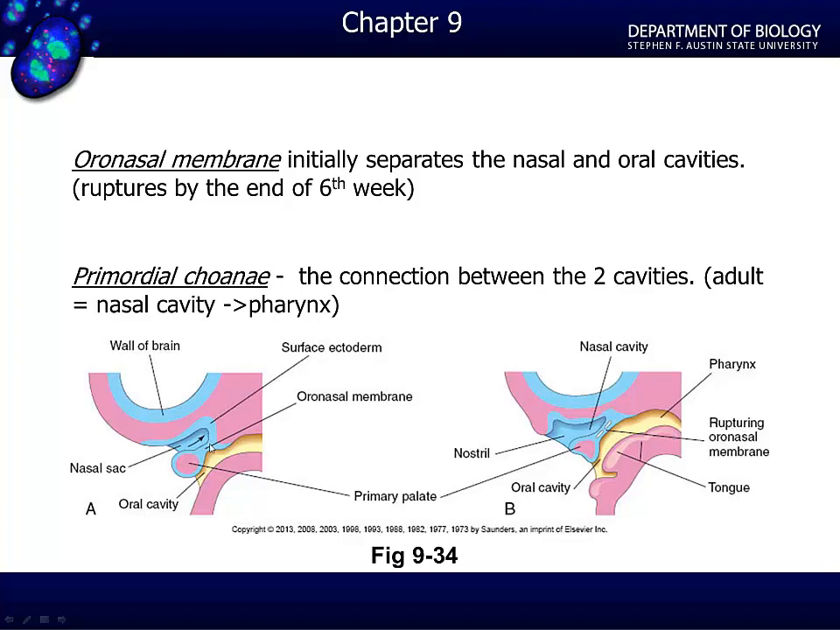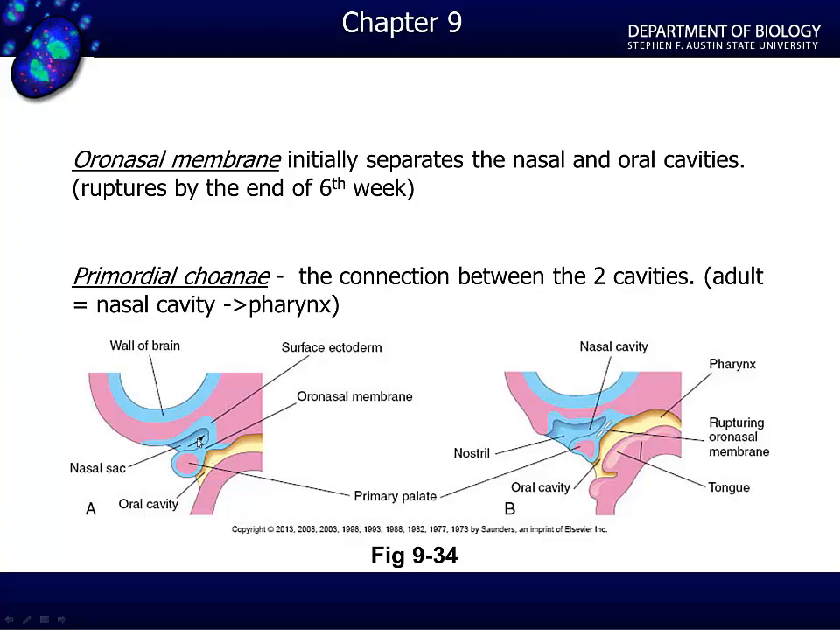And it's going to be in this place where we have no mesodermal tissue separating the ectoderm in the oral cavity and the ectoderm in our nasal sac that we have the oronasal membrane. Don't confuse this with the oropharyngeal membrane. That was earlier for the mouth. This is the oronasal membrane that separates the nasal cavity from the oral cavity.